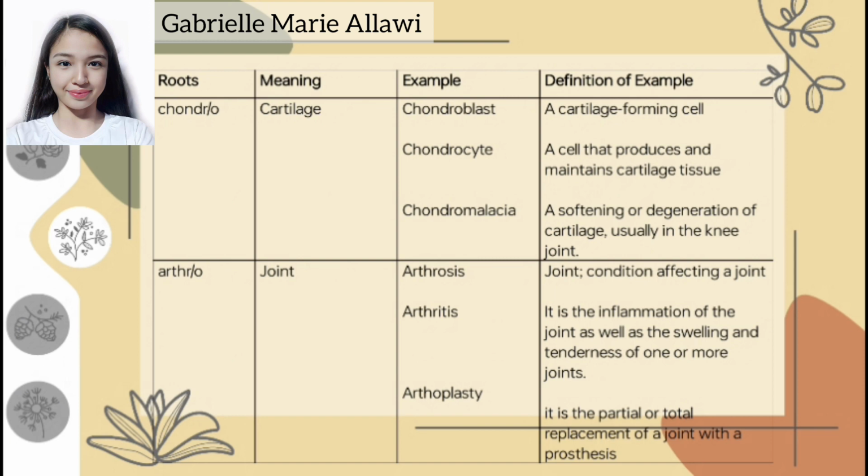Its job is to help our body stay strong, make our movements smooth, and act like a cushion to protect us. One example pertaining to the root chondro is chondroblast. Blast refers to an immature or actively dividing cell. A chondroblast is like a builder cell for our body's strong and bendy material called cartilage.